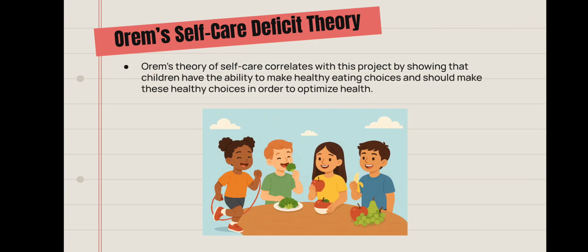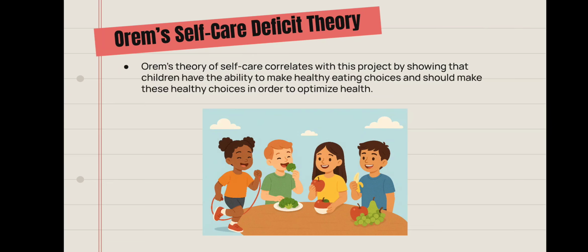When researching childhood obesity and its importance to a child's health and well-being, it is important to identify a nursing theory or model. The nursing theory I chose for this research design is Dorothea Orem's self-care deficit nursing theory. This theory emphasizes the importance of individuals' ability to engage in self-care in order to maintain their health.